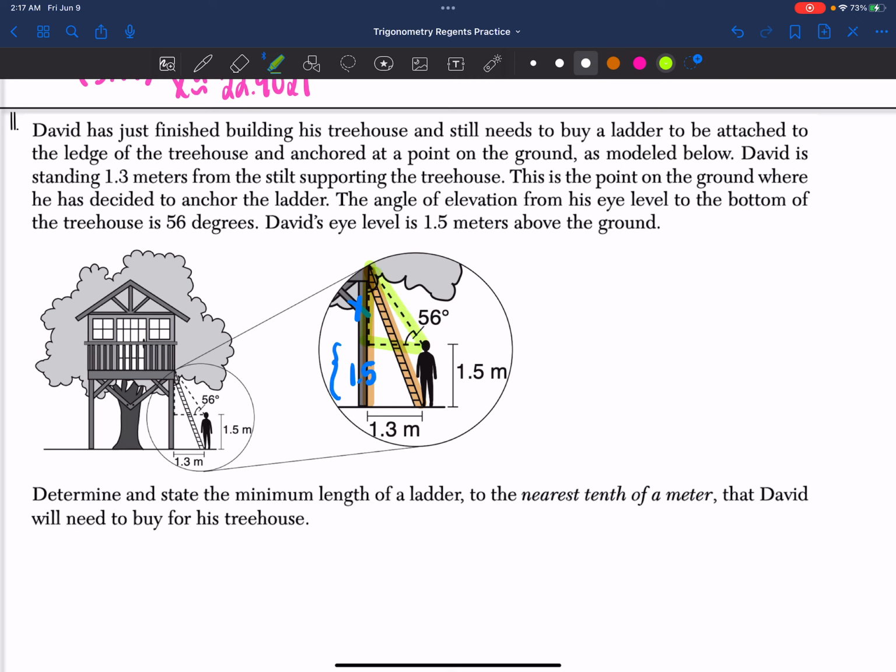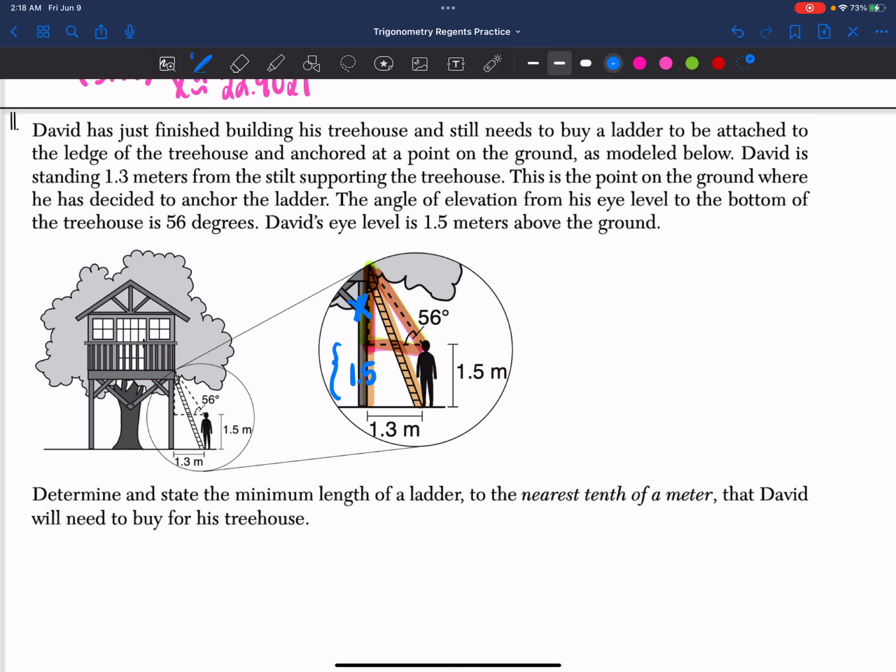This is not really a nice color. I'm highlighting in, let's do pink. Pink? Can't really see either. All right, but you see the ladder, the triangle that I'm trying to talk about. I'm sorry, guys. All right, so I'm looking for x, and what I know is the angle is 56.